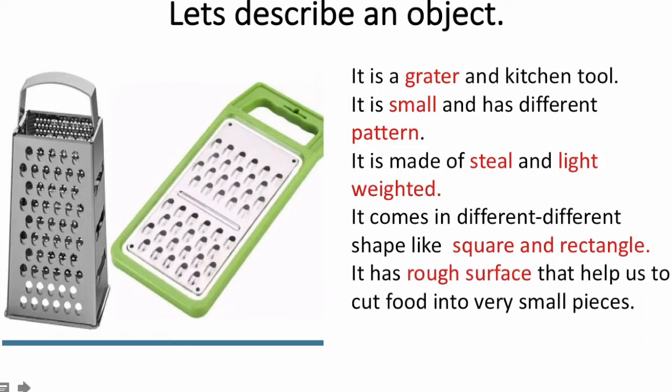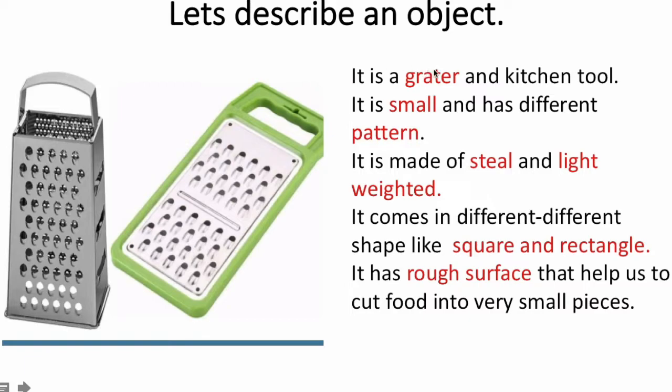So the next thing is it has a rough surface that helps us to cut foods into very small pieces, right? Can you see the picture? And I would request you kids, आप इसको टच करके देखो, आपको कैसा फील होगा? I am sure आपको रफ फील होगा, because ये जो पैटर्न है ये आपके हैंड में चुभेगा, right? तो इसीलिए ये रफ है.